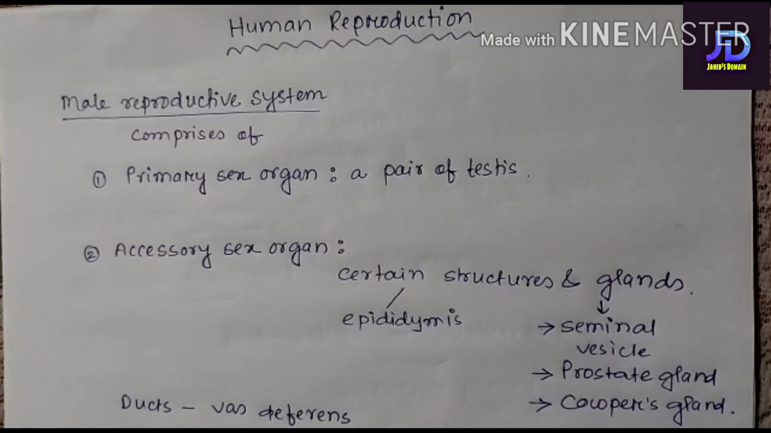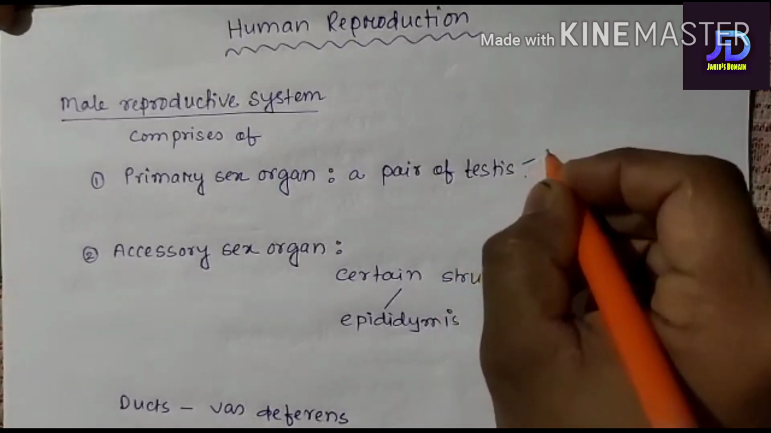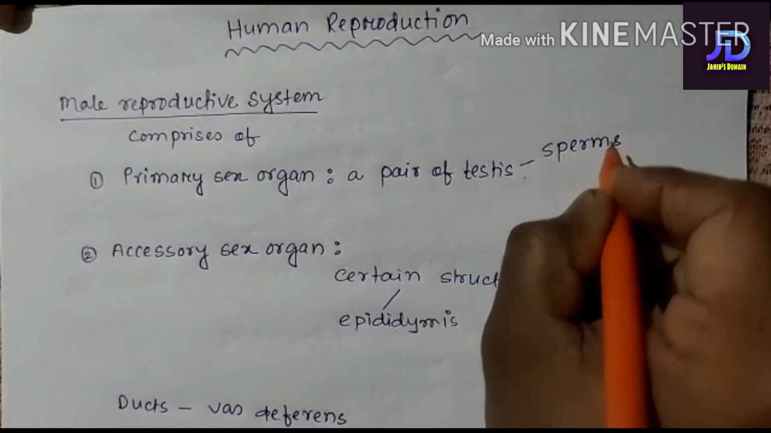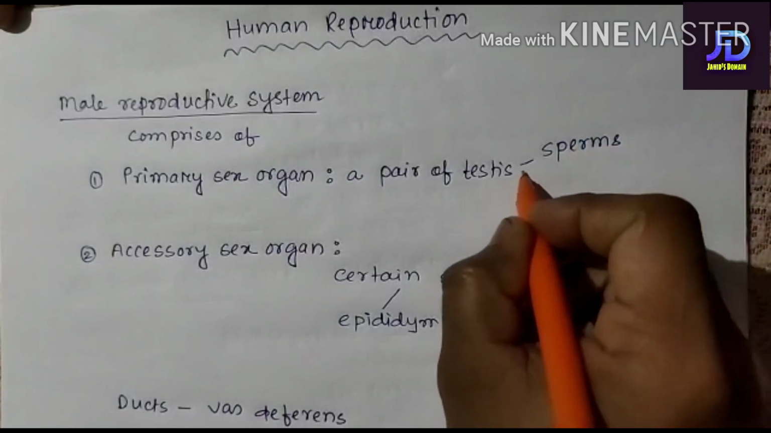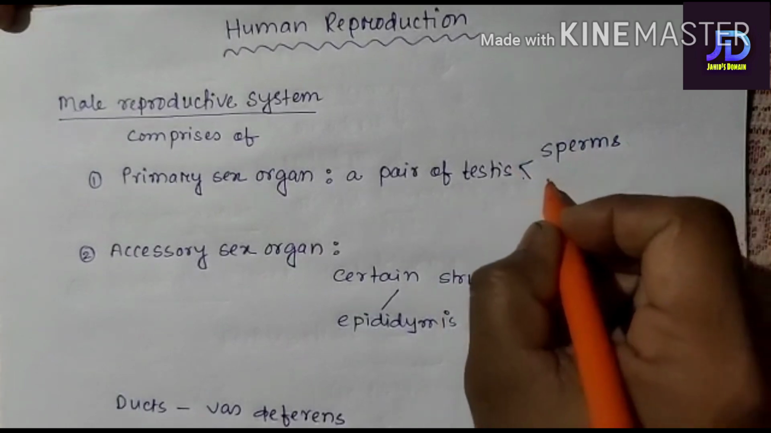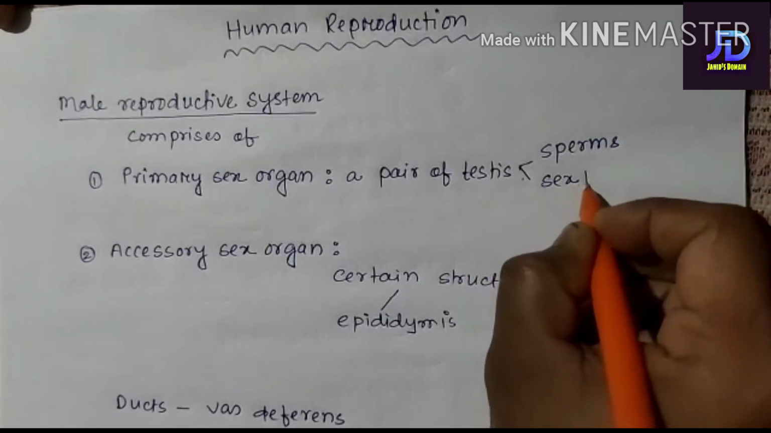Now, testes are called the primary sex organ because they are mainly responsible for the formation of sperms, and they are also responsible for the secretion of the male sex hormone.